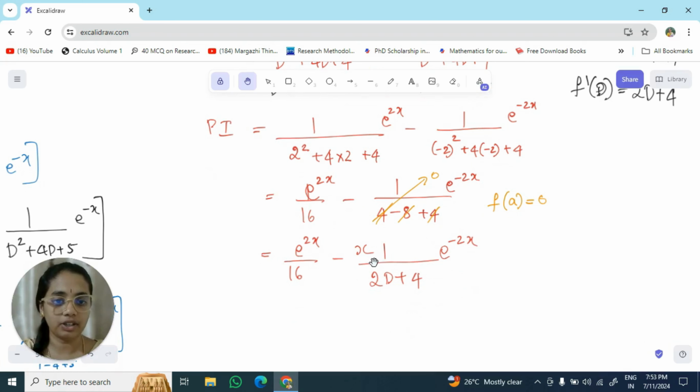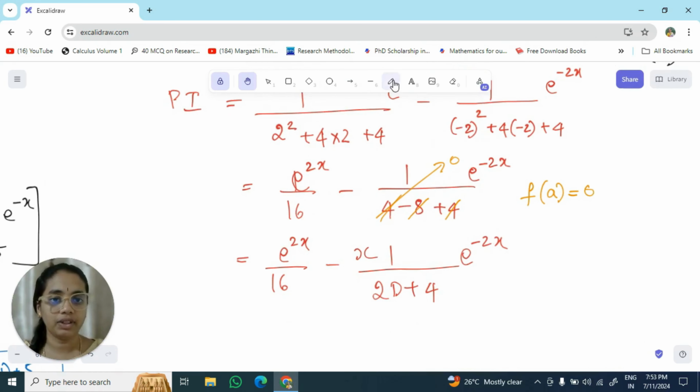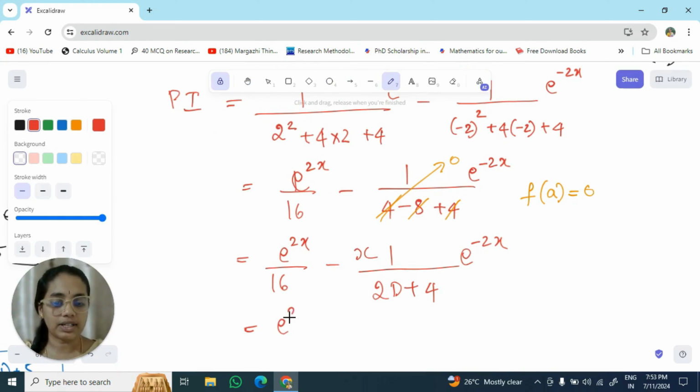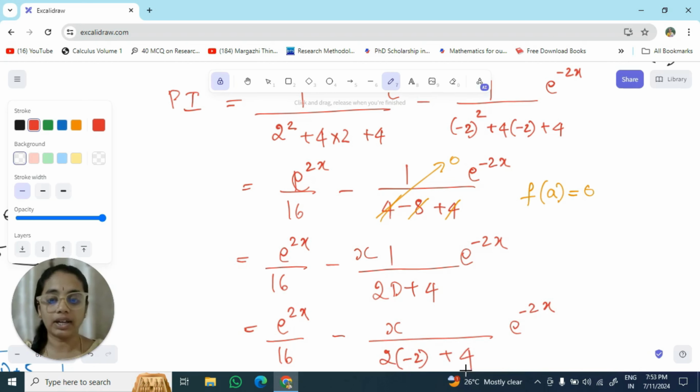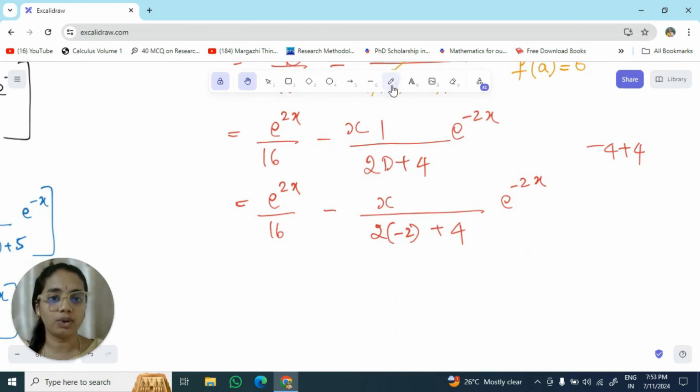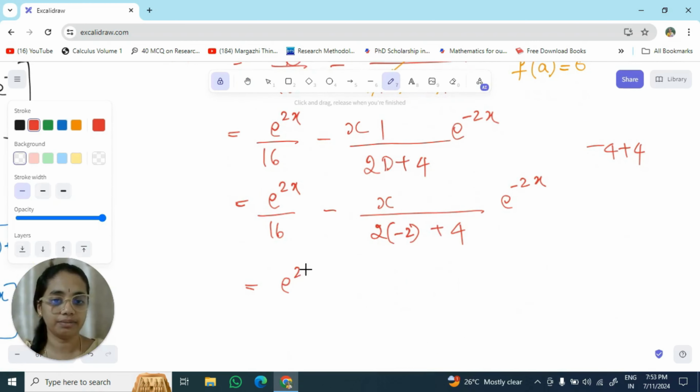Now let us continue. So what do we have over here? The first term remains as it is, e power 2x by 16, minus x divided by, again replace d as negative 2. The value of a over here is negative 2. Again we are getting a 0 because 2 into negative 2 is negative 4, and negative 4 plus 4 is again a 0. Again the denominator is 0. So what do we do? Multiply an x again.